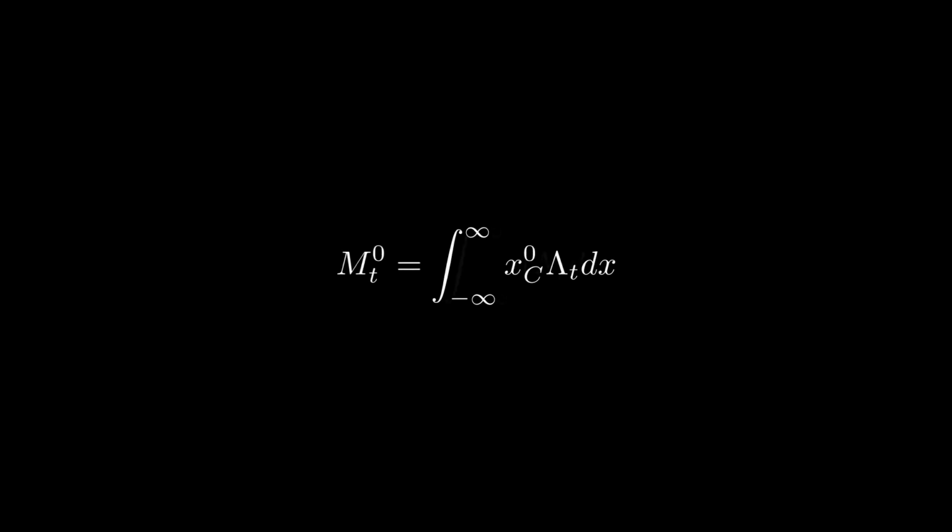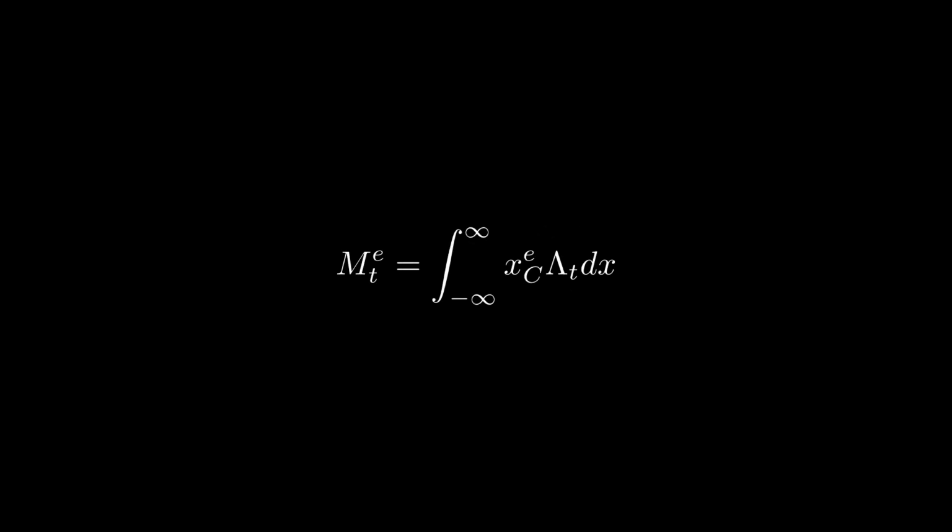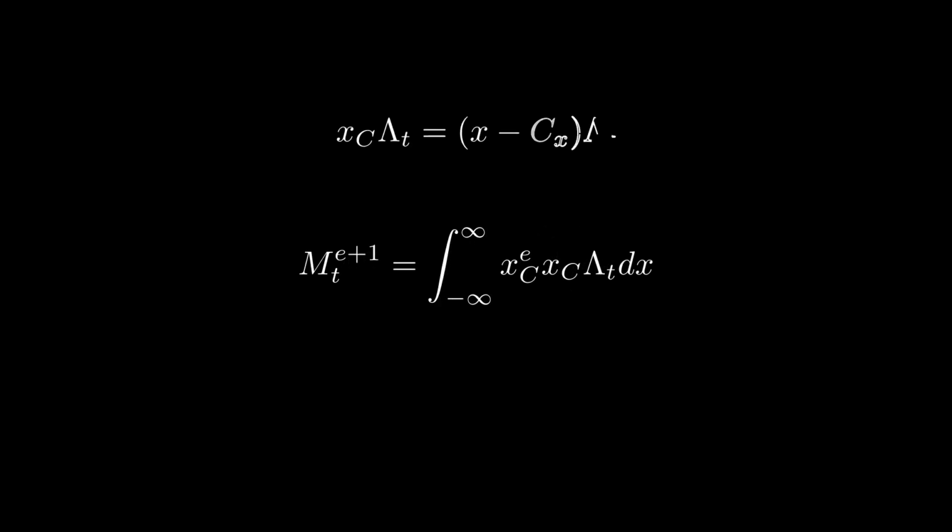By now, you know the drill. We use induction and look first at the base case e equals 0. We already know the value of the basic Hermite Gaussian integral, so that was easy. What about the case e plus 1? xc times Hermite Gaussian is kind of hard to evaluate, so let's try to rewrite that product into something that doesn't have that x dependence.